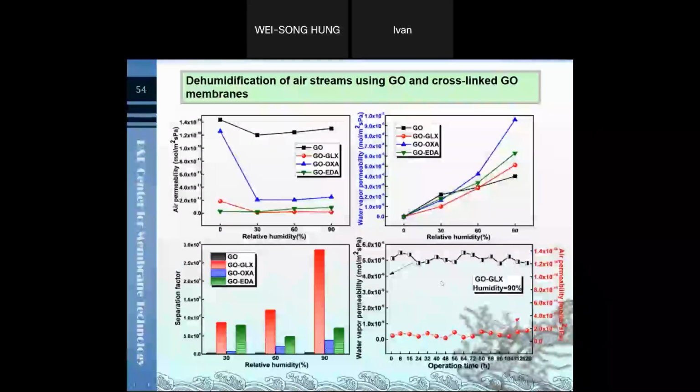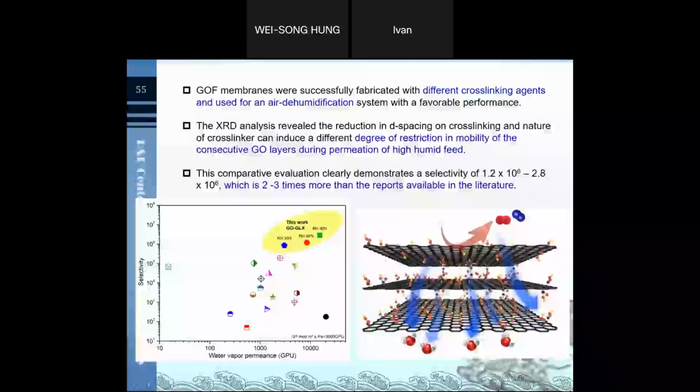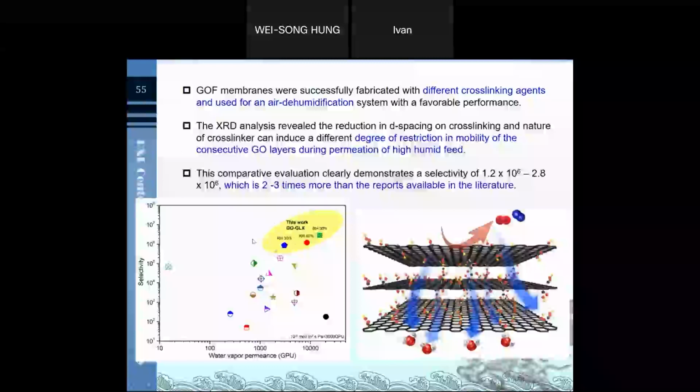Okay, so this is the performance. I won't spend much time on it. Here I point out that, compared with the previous literature, or compared with the compression method for dehumidification, our study has good selectivity and water vapor permeability. And for this technique, we also got the R&D 100 Award next year.